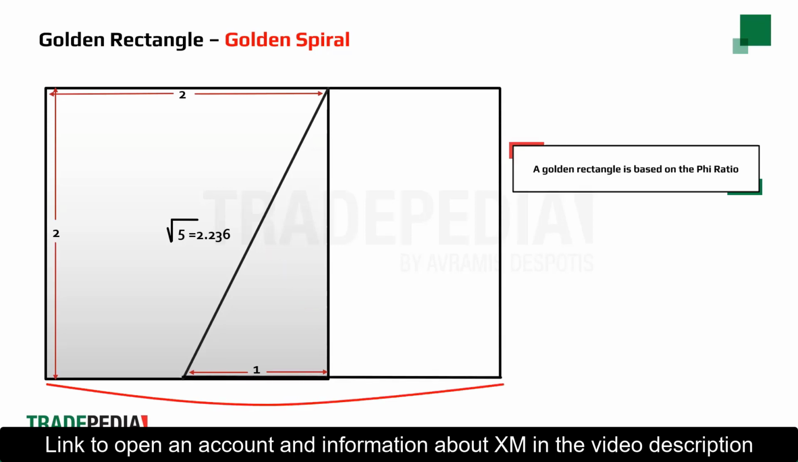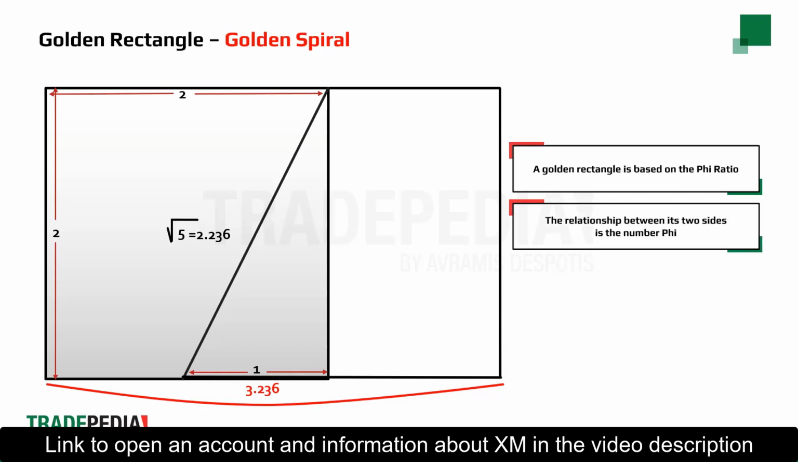So the distance of this line is 1 plus 2.236, which is equal to 3.236. So one of these sides is 2, the other is 3.236. If we divide 2 by 3.236, we find 0.618. Hence, we have created a golden rectangle. Now look at this. If we now draw a diagonal across the whole rectangle, where it crosses the line, it's again the golden ratio.